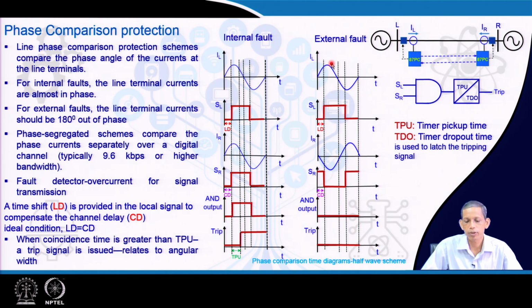Now, come to the external fault case. If this is IL, this becomes IR for the external case because of the proper CT connection, and now the square wave generation considers the positive half cycle and the 0 crossing. So, this becomes like this, and the other becomes this. So, the common AND operation becomes nil, and therefore there is no trip decision in that perspective.